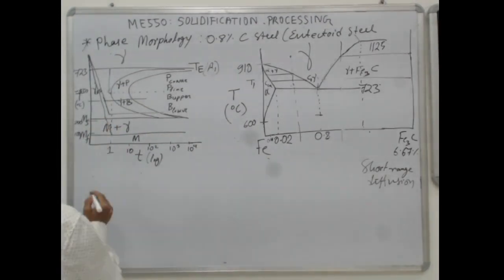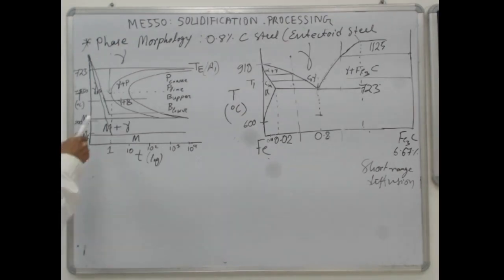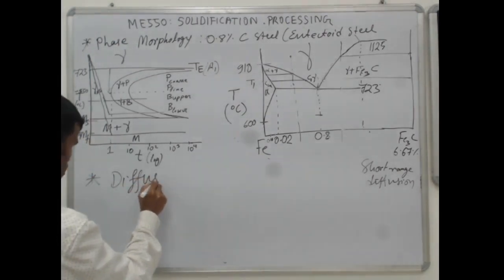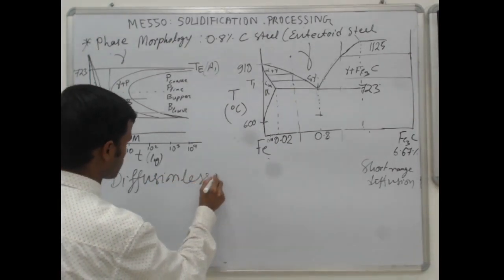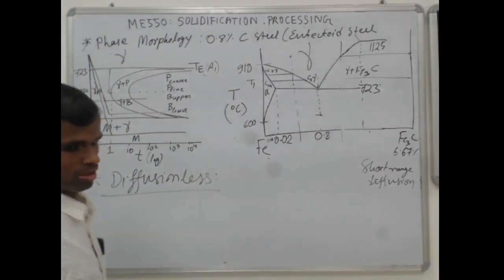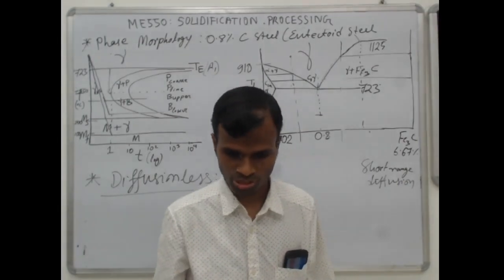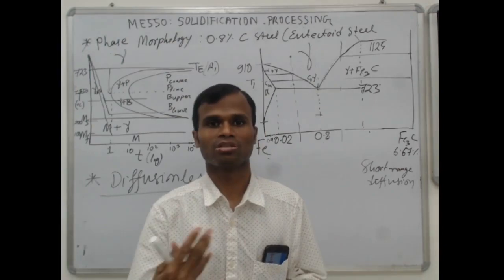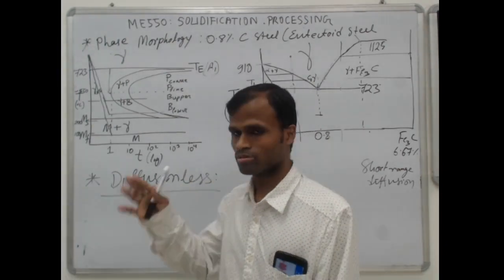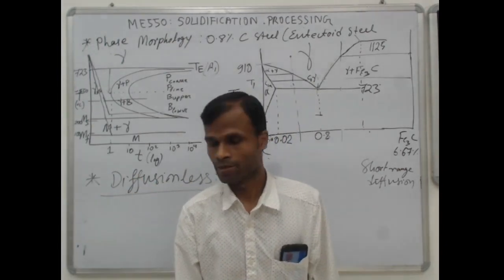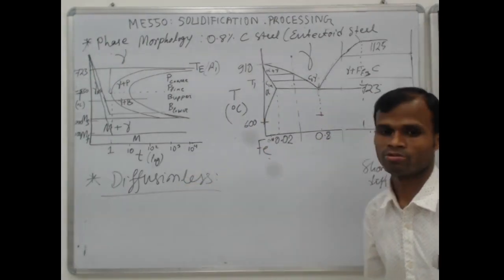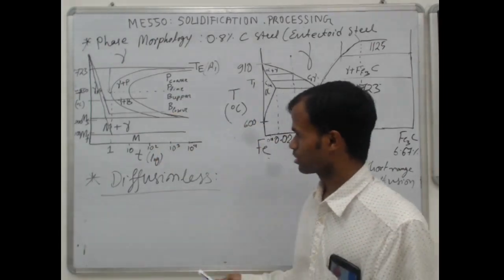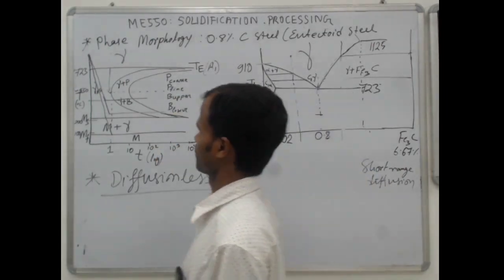So the martensitic transformation is diffusionless, because it is so fast, you don't give enough time for diffusion. Moreover, you don't have enough thermal activation for diffusion. D will be very less, flux will be very less. So now the question is how the structure will be formed if it is not diffusion.